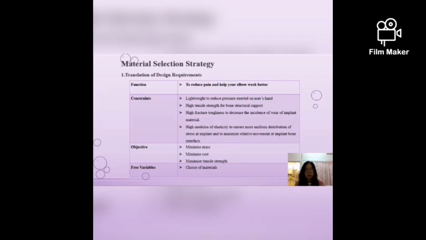The objective is to minimize mass, minimize cost, and maximize tensile strength. The free variable is choice of material.